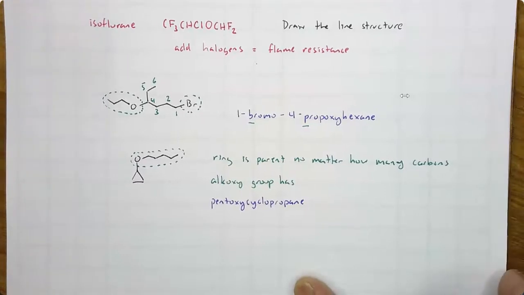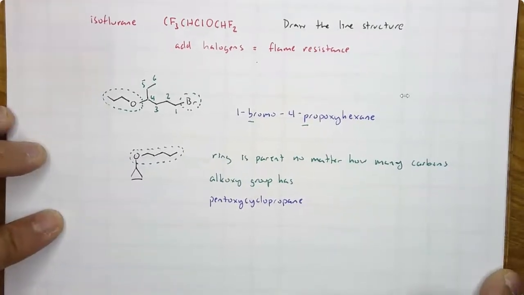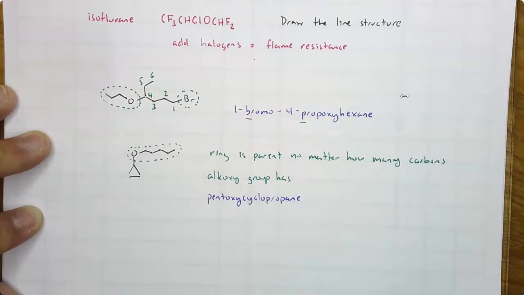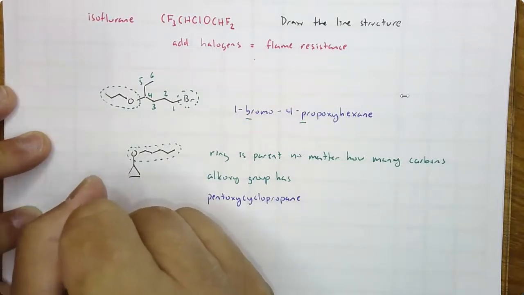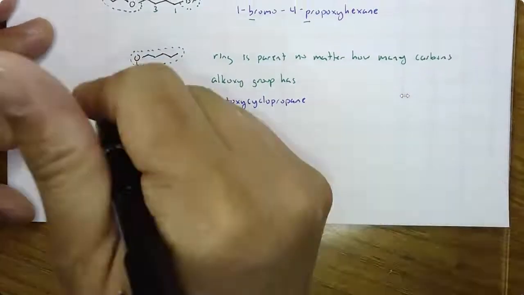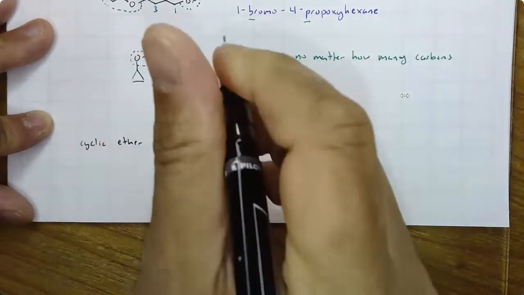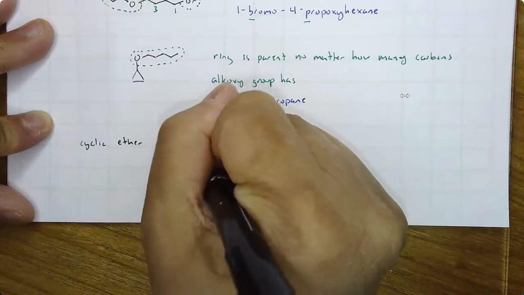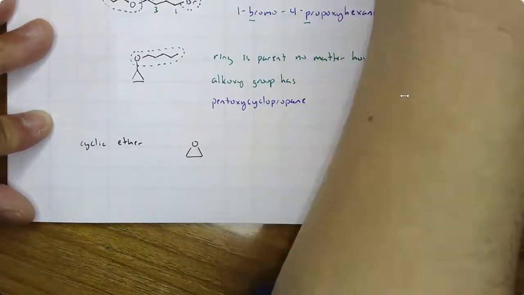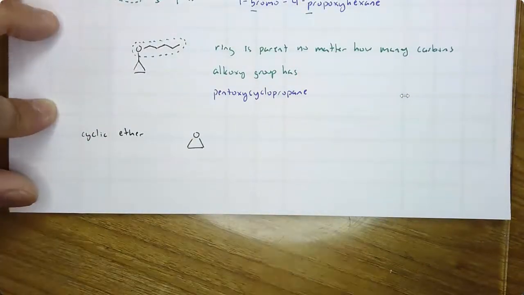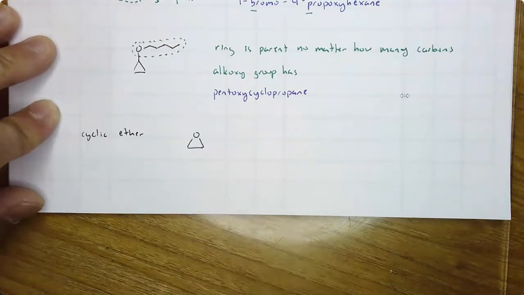Now there's one very useful cyclic ether, and that's the one with a 3-membered ring. But when I say cyclic ether, the ether part is within the ring. Let me show you what that looks like. The example I'm thinking about is this one right here. The 3-membered ring. The ether functional group is part of the ring, not a substituent. This is called an oxirane.